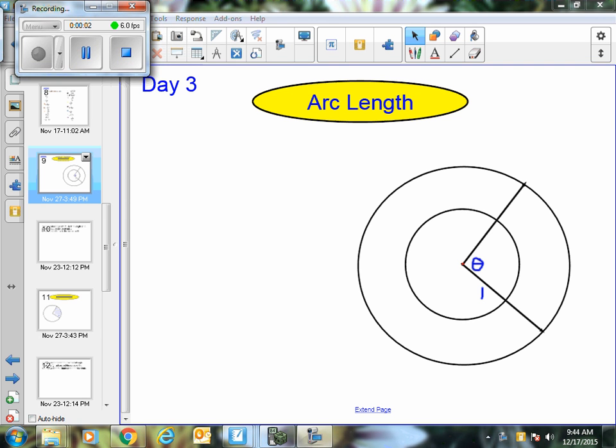Alrighty, we're moving on to day 3 for 6-1, the section that never ends. Some people think that way. We got a lot of important stuff, though, to talk about in 6-1. Today we're going to look at arc length and area of a sector. So those are the two things that we're going to address.